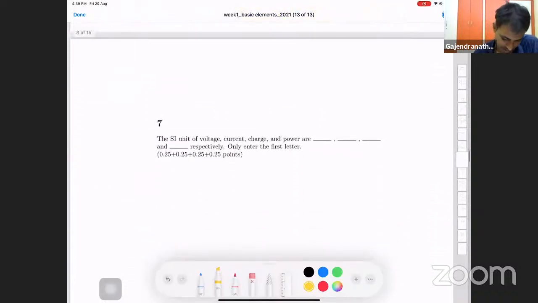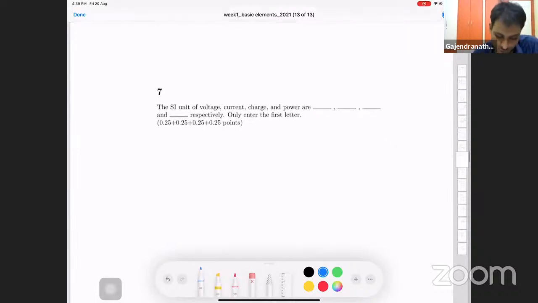Okay. I think this is your 11th and 12th class question. Voltage is in volts, current in amps, charge in coulombs, power in watts. So you can basically answer this.